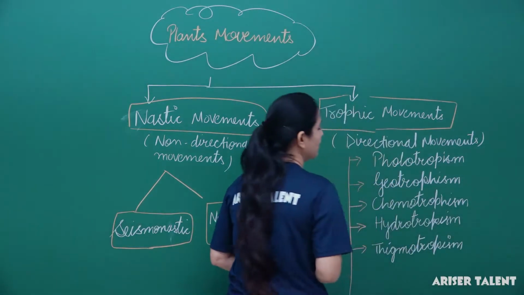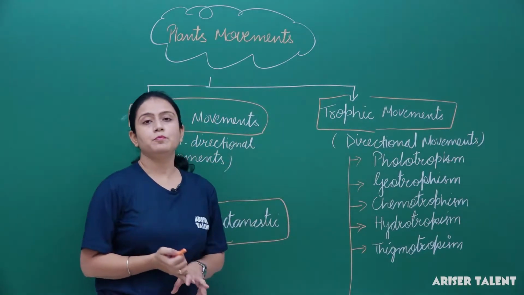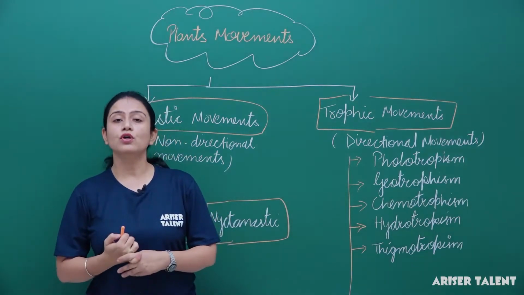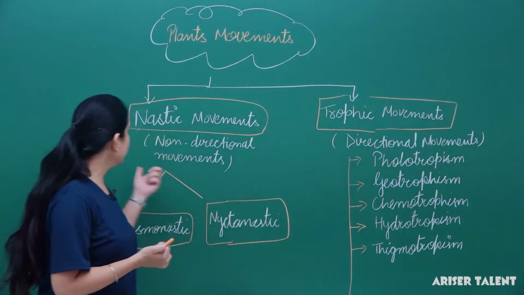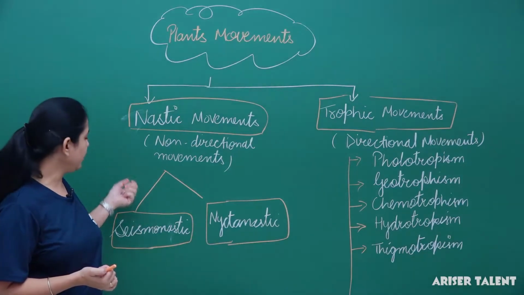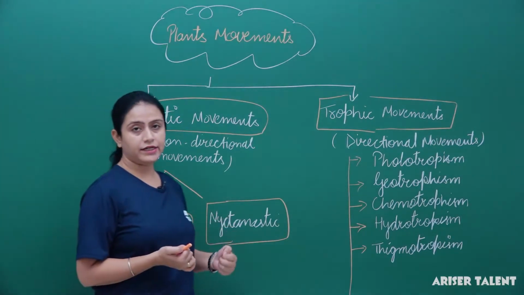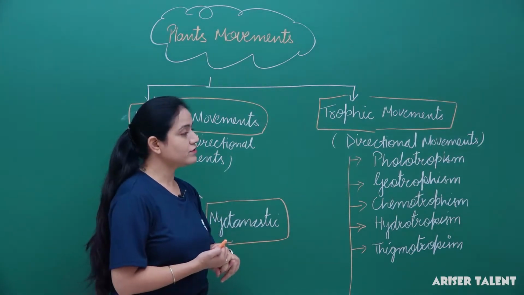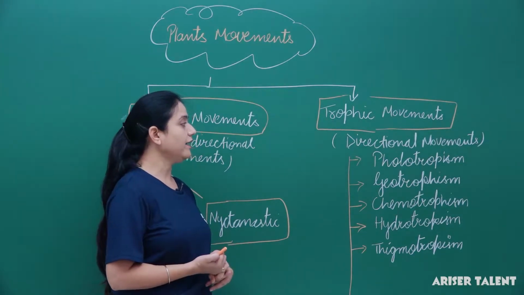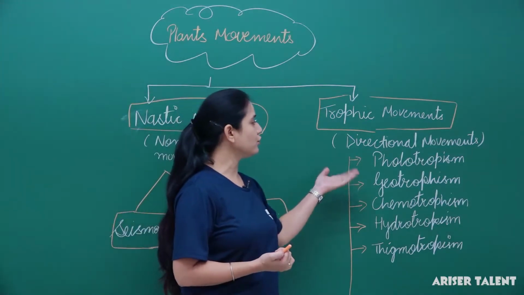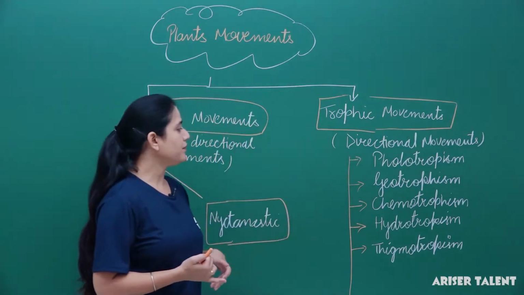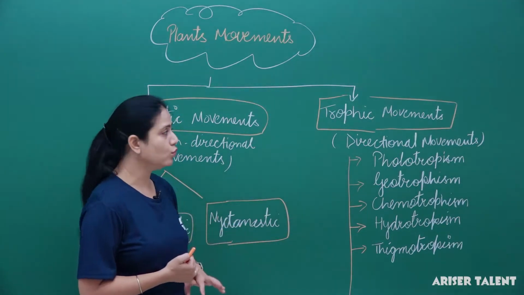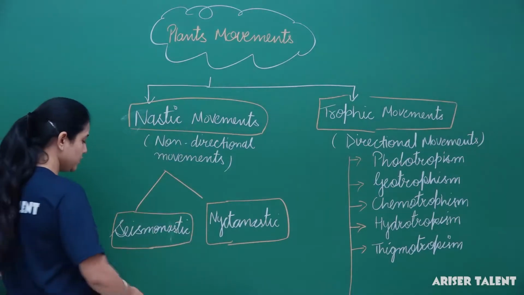So thus we can say that plants show different types of movements than animals, and they show two types of movements. They are nastic movements, which are generally of two types, seismonastic and nyctinastic, as well as tropic movements, which are according to the direction of stimulation. According to that they are categorized into five groups: phototropism, geotropism, chemotropism, hydrotropism, and thigmotropism. Now we will talk about them in detail.